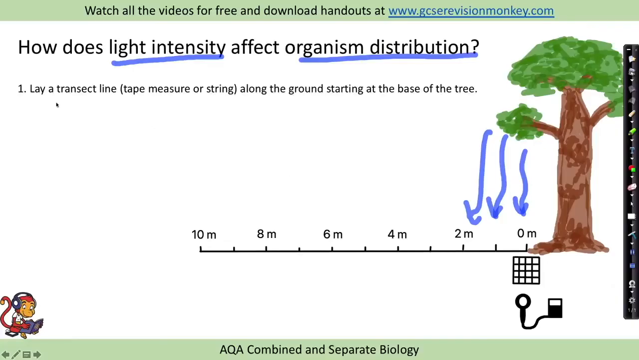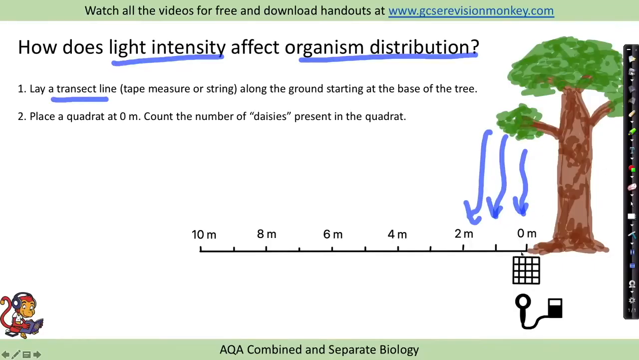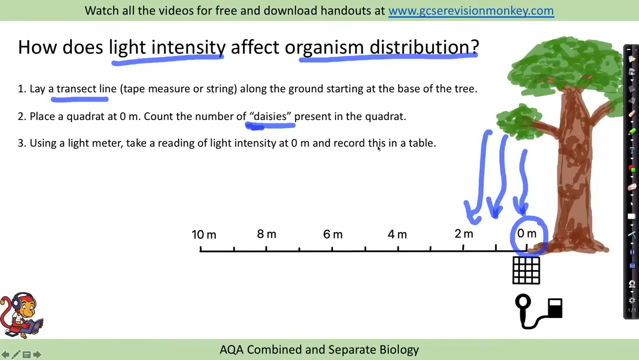So what we do is we lay a transect line, this could be a tape measure or some string, along the ground starting at the base of the tree. We would place a quadrat at the 0 metres mark and count the number of organisms present in the quadrat, so for example daisies, or it could be something else that you're looking at. We would use a light meter to take a recording of the light intensity and record this in a table.